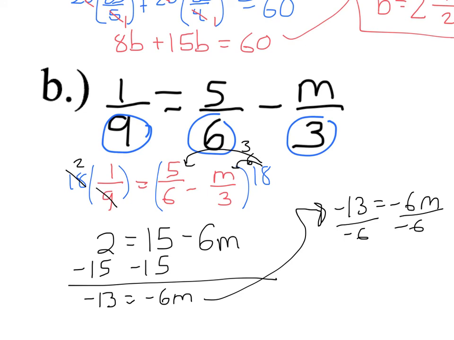And again, this is an improper fraction. That's not going to work out to be a nice number, but we do know that a negative divided by a negative is going to be a positive. 6 goes into 13 2 times, and that gets you to 12, and then we have 1/6 left over. So the answer there is going to be 2 1/6.